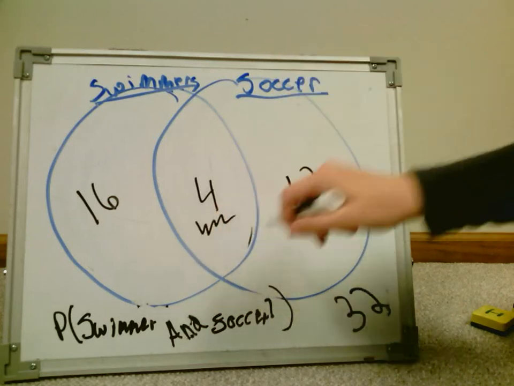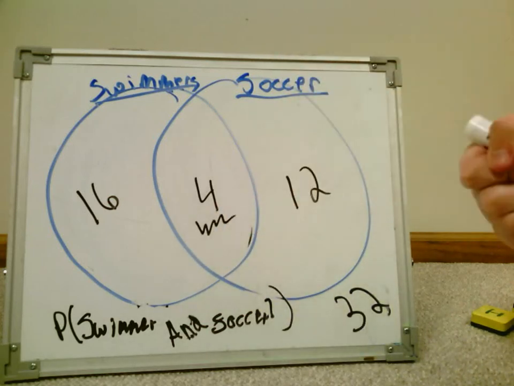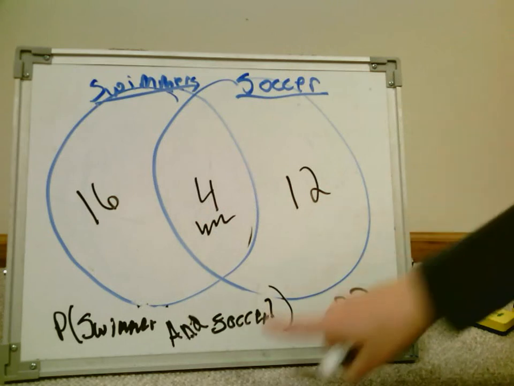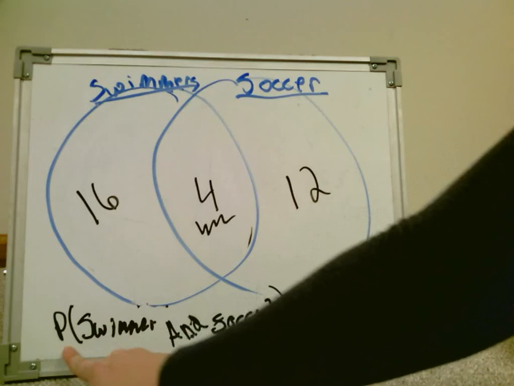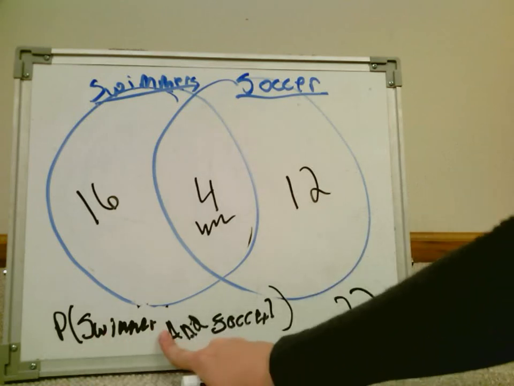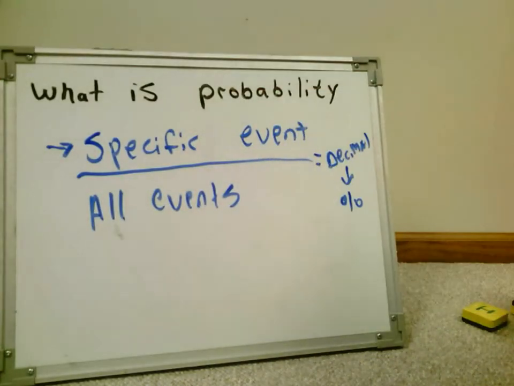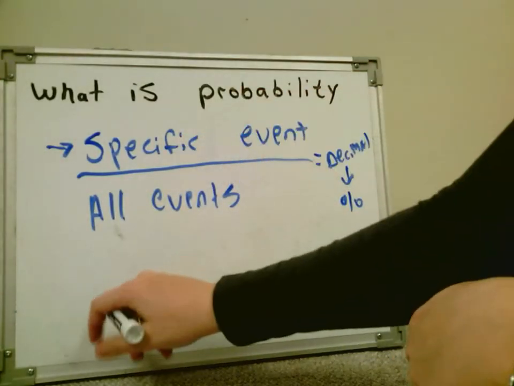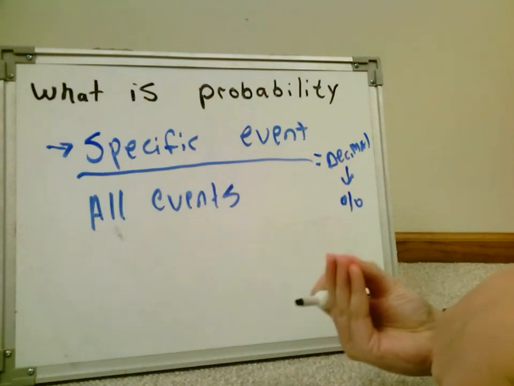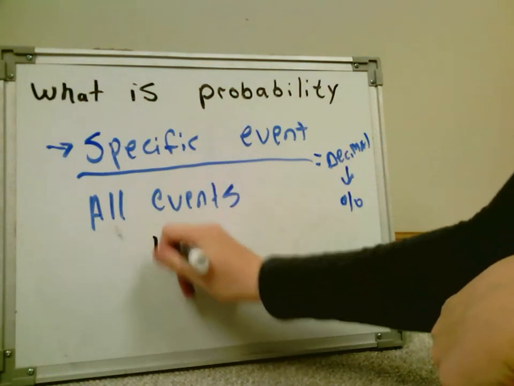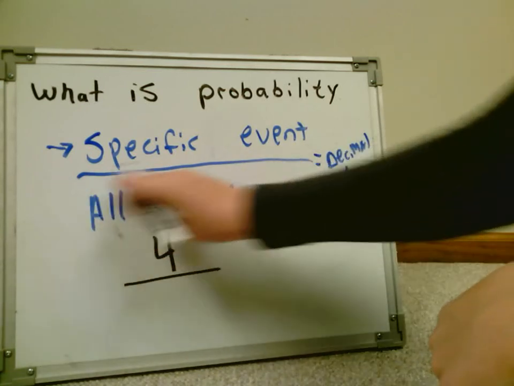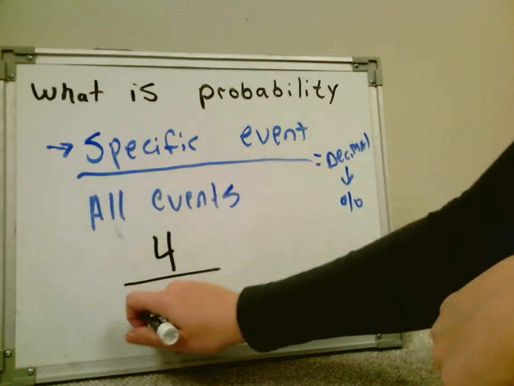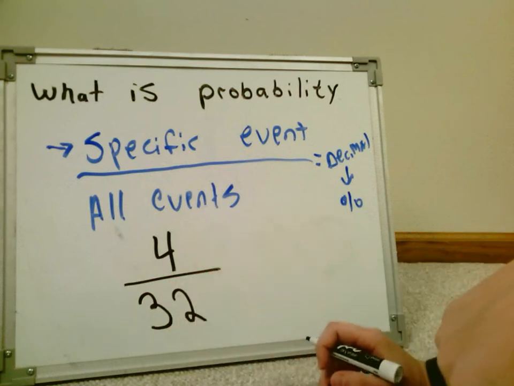This is the section where we have both swimmers and soccer players. So the probability, and that's what the P stands for, the probability of drawing somebody that's a swimmer and a soccer player would look like this. What's my specific event? Well, swimmers and soccer players. That's a total of 4 people out of my total amount of people, everyone in the event. Well, that's a total of 32 people.